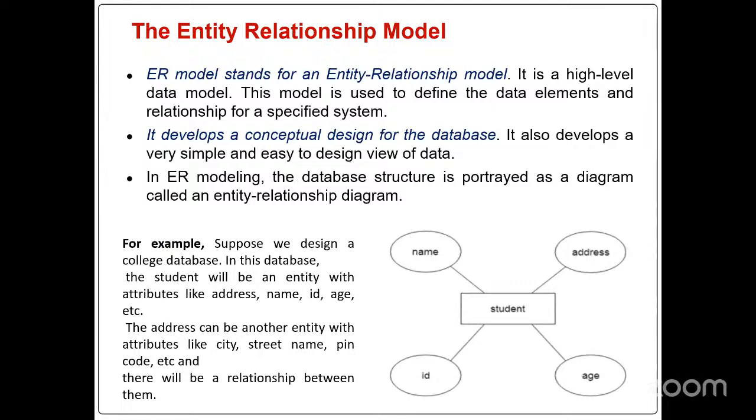So write down this definition. ER model stands for entity relationship and it is a high level data model. In the morning session we have seen what is a data model. Yes. So it is a high level data model. In types also we have seen the entity relationship model, right? Yes or no? What are the different types or categories of data model? What is the first one?